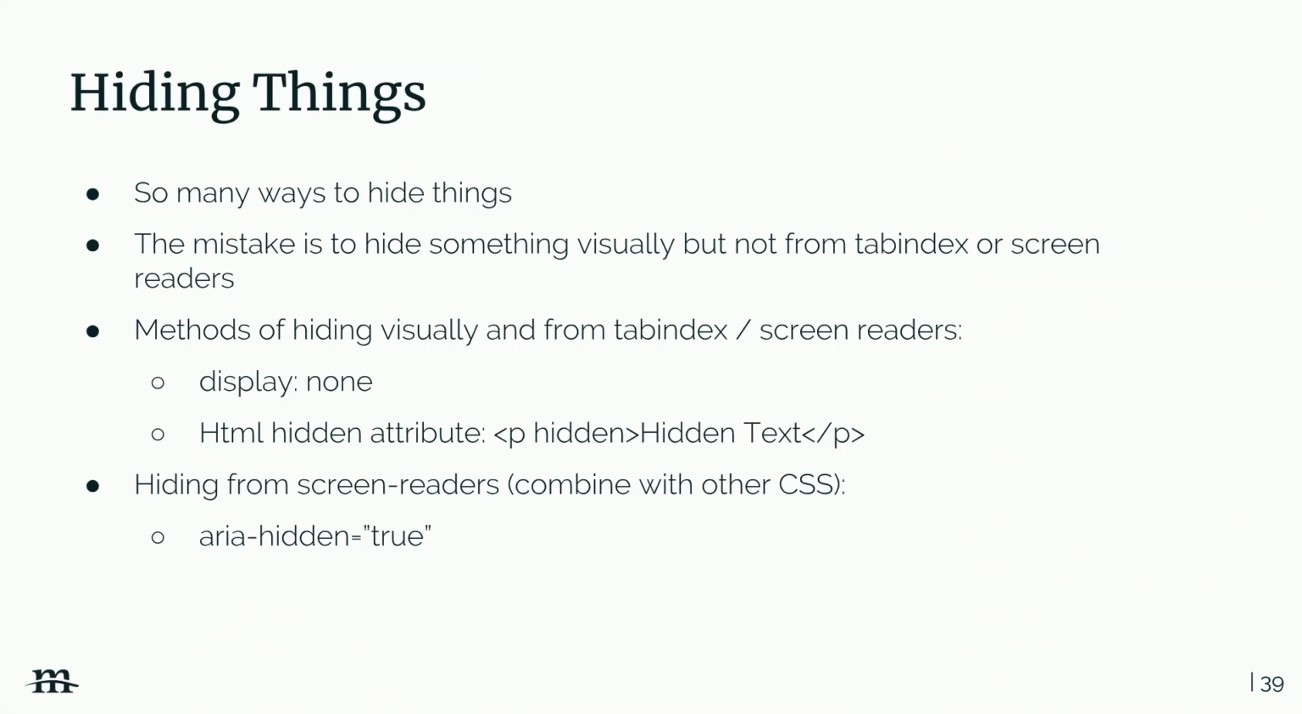the important thing to keep in mind is if you're hiding something, the screen reader needs to know that it's being hidden. So the way that you would normally do that is with display none. Display none is going to take it out of the visual hierarchy and the tab index and the source order, so they won't even know that it's there. Or the HTML hidden attribute, which does the same thing.